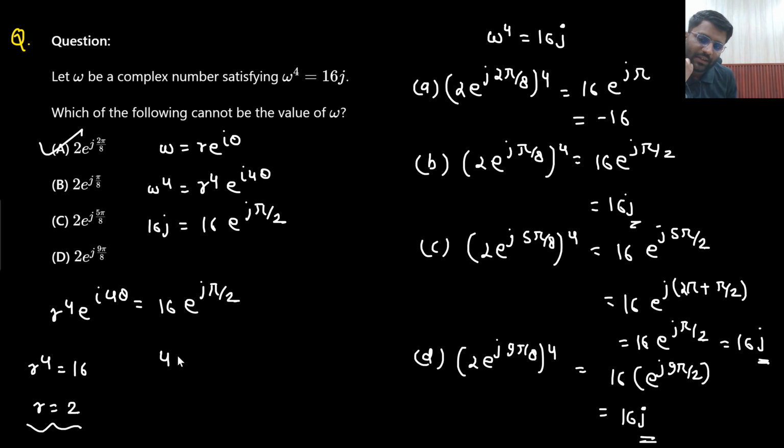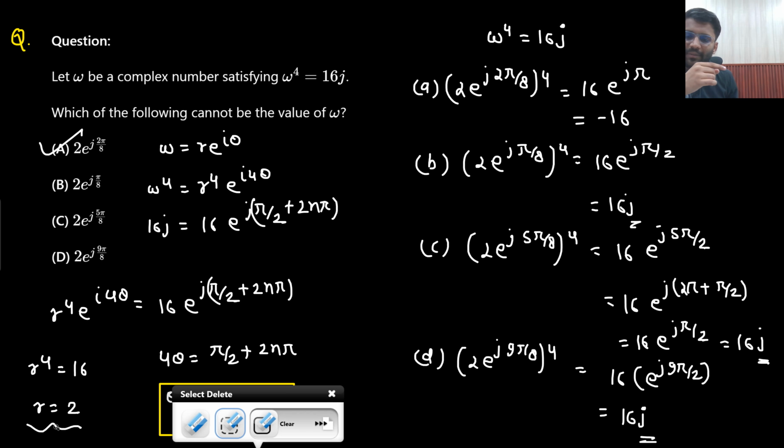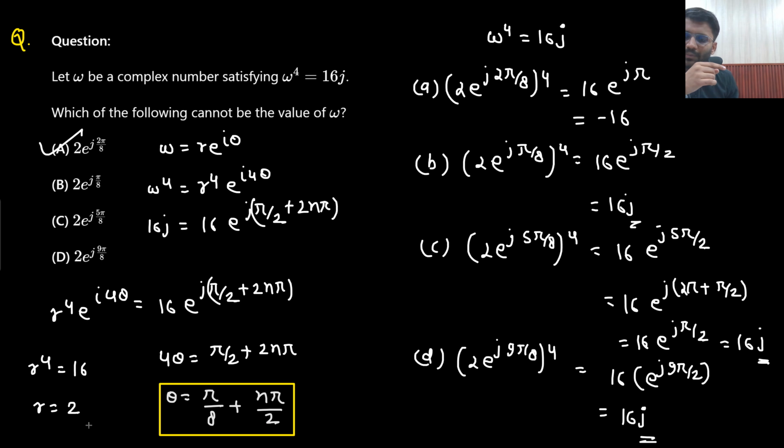And what about 4 theta? Yeah, one more thing. What you will put here? That this could be pi by 2 plus minus 2n pi, right? Or you simply put plus 2n pi. So pi by 2 plus 2n pi. So theta equivalent to what you are getting? Pi by 8 plus n pi by 2. So value of theta is pi by 8 plus n pi by 2. Value of r is 2.